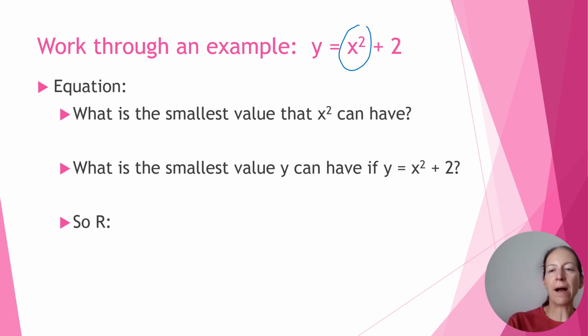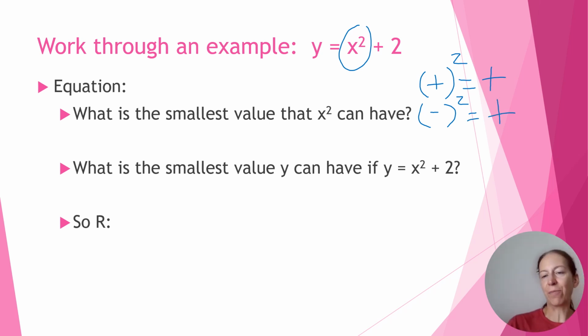Well, if I plug in a positive number and I square it, I'm going to get a positive number out. If I plug in a negative number and I square it, I also get a positive number out. Now there's one number that is neither positive nor negative, and that is 0. And if I plug in a 0, I get 0 out. So if you're thinking about what's the smallest value that x squared can have, well, it's 0. X squared cannot be negative, because when you multiply something by itself, it can't be negative. It can only be positive or possibly 0. So the smallest value that x squared can have is 0.